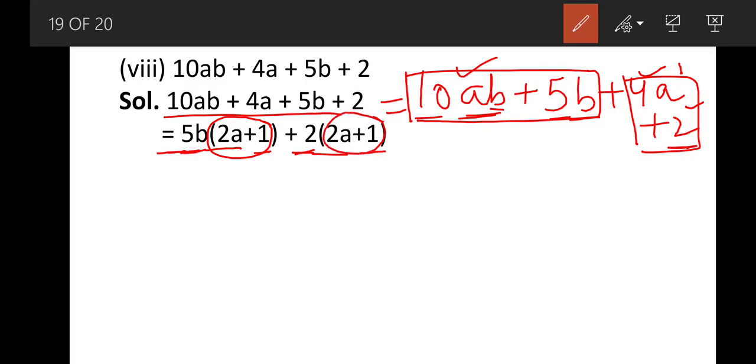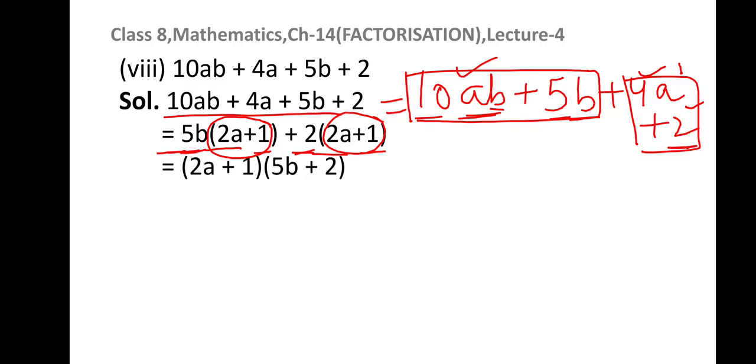So what will be the factors now? 2a plus 1 into 5b plus 2. So these two are the factors of the given question. Now coming to the ninth part, it is 6xy minus 4y plus 6 minus 9x.